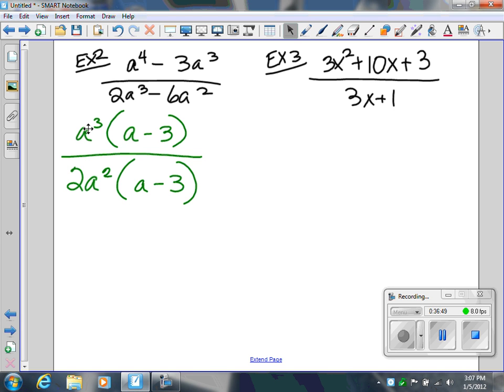What do I do now? Cancel out what? My a minus 3's. I got to cancel the factors. What about my a's? Can I cancel out something with the a cubed and the a squared? Yeah. Can I do it here in this step? Believe it or not, I'm going to. If I cancel out my a squared here, how many does that leave on top? 1. So what is my final answer? A over 2, correct?